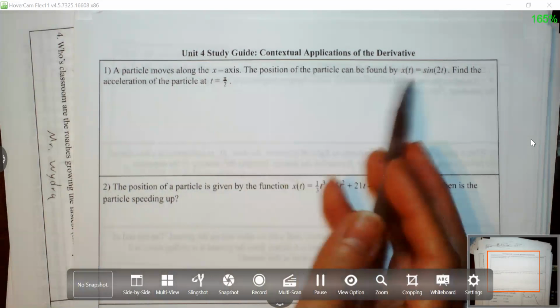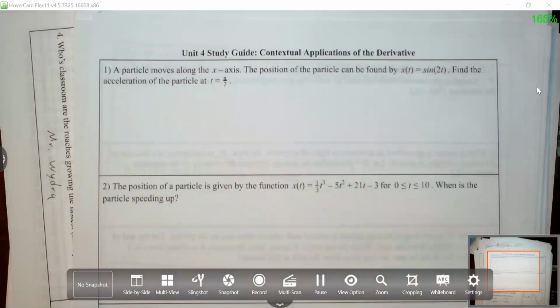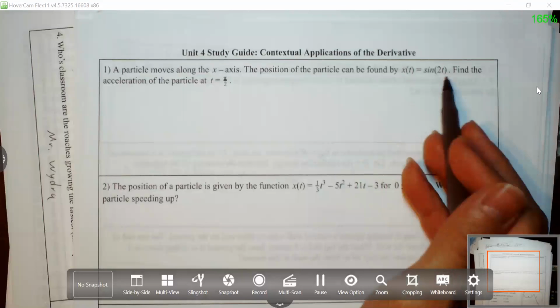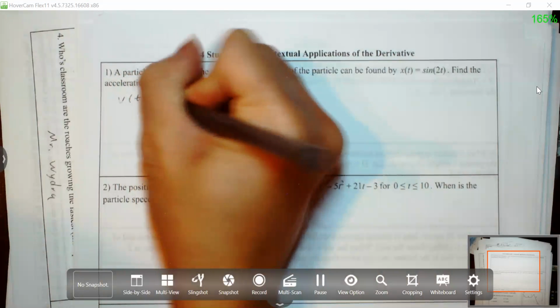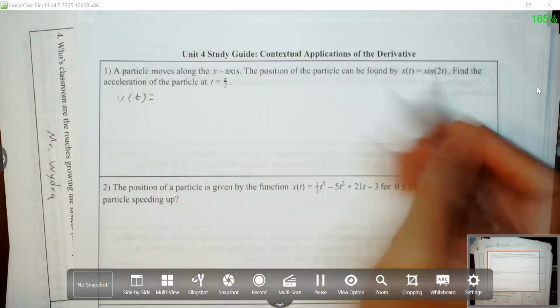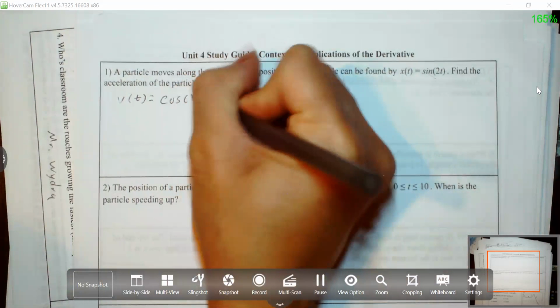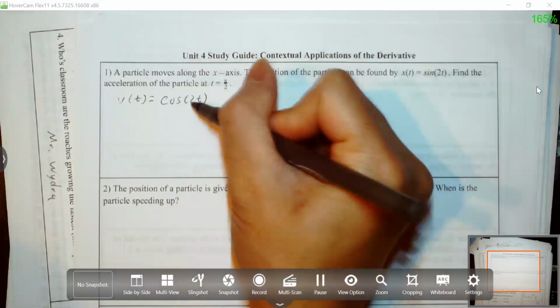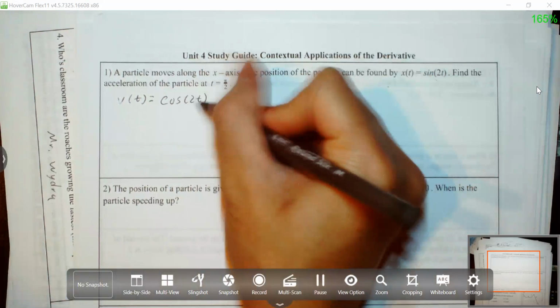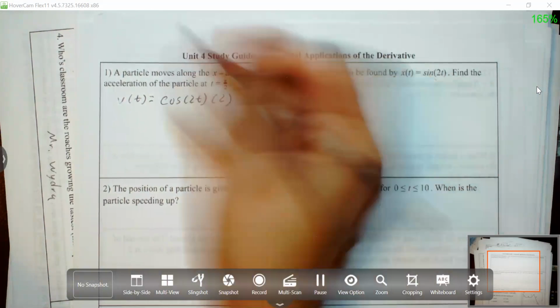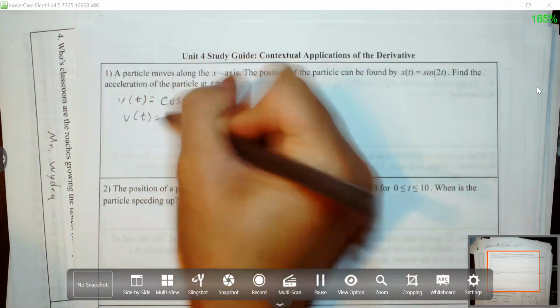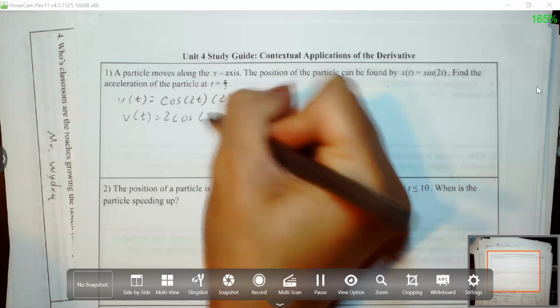Okay, so I know that velocity is the derivative of position and acceleration is the derivative of velocity. So we have to find the second derivative of this function. So I know velocity is going to be the derivative of sine, which is cosine, but I have to do chain rule because the input is not just a t, so I have to multiply this by 2.